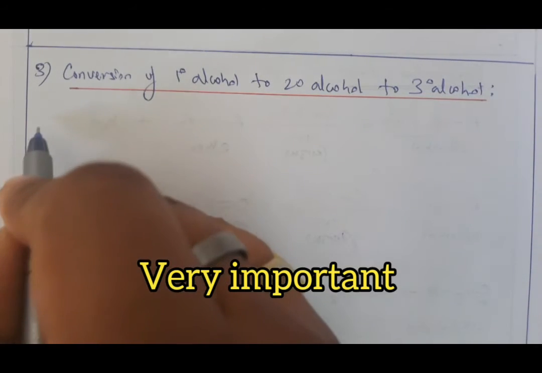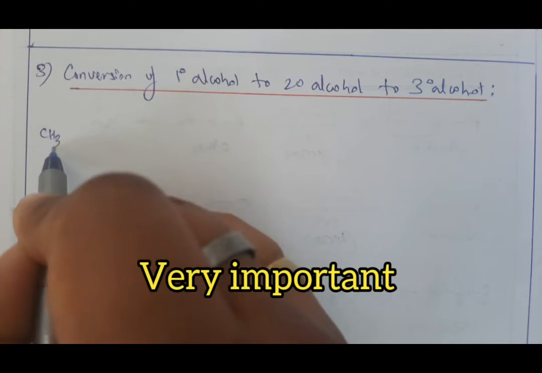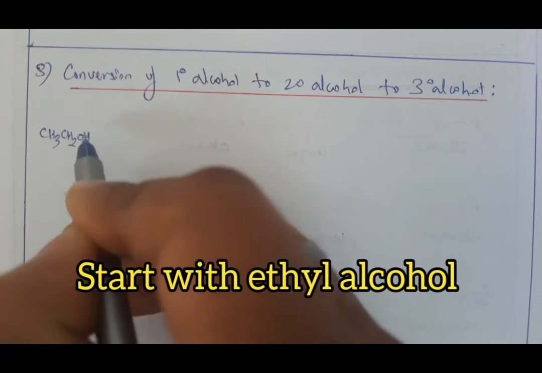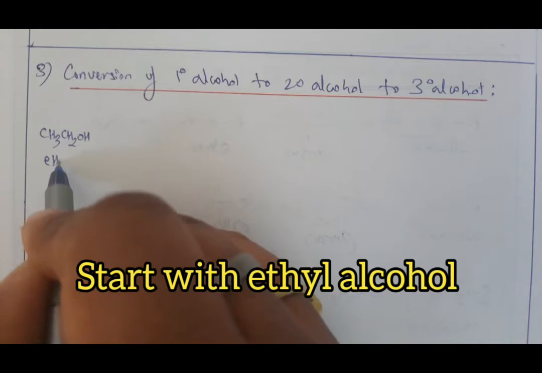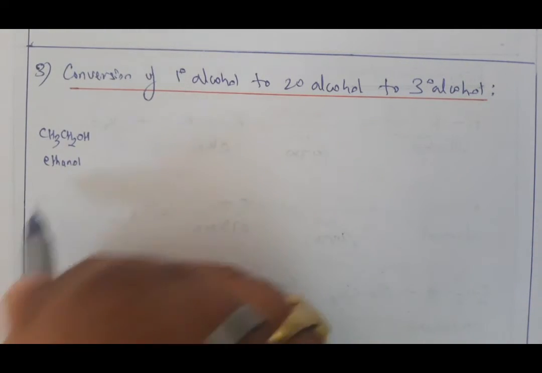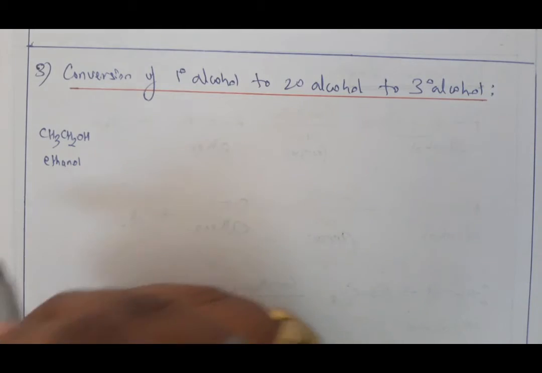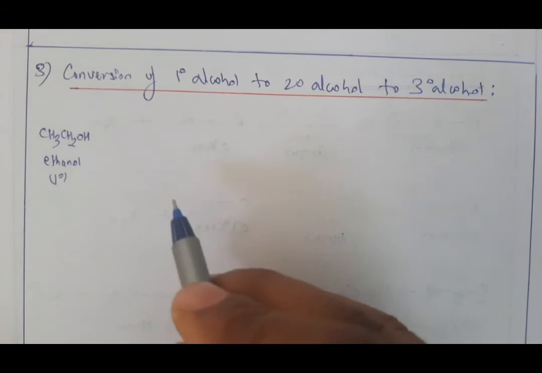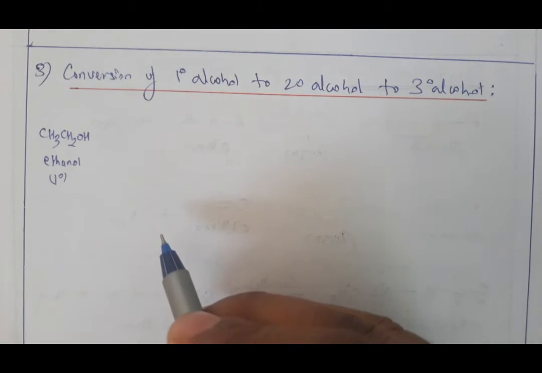Let us take one example of primary alcohol as ethyl alcohol. Ethyl alcohol is also known by the name ethanol. So I am taking this as the example of primary alcohol. Now this is your OH linked with CH2, a primary alcohol. Now I have to convert it to secondary and tertiary. How can I do so?